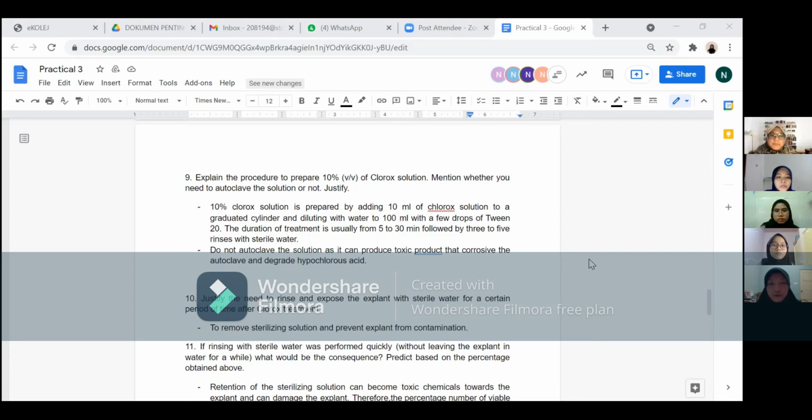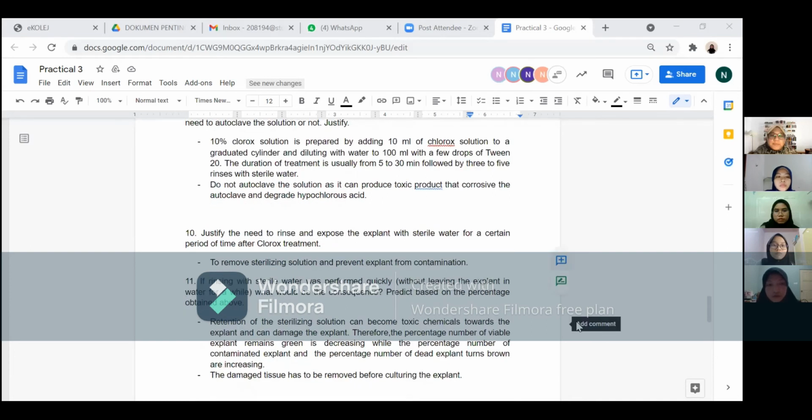Okay, question number 10. Justify the need to rinse and expose the explant with sterile water for a certain period of time after Clorox treatment. So this is because we want to remove the sterilizing solution and also prevent the explant from contamination.